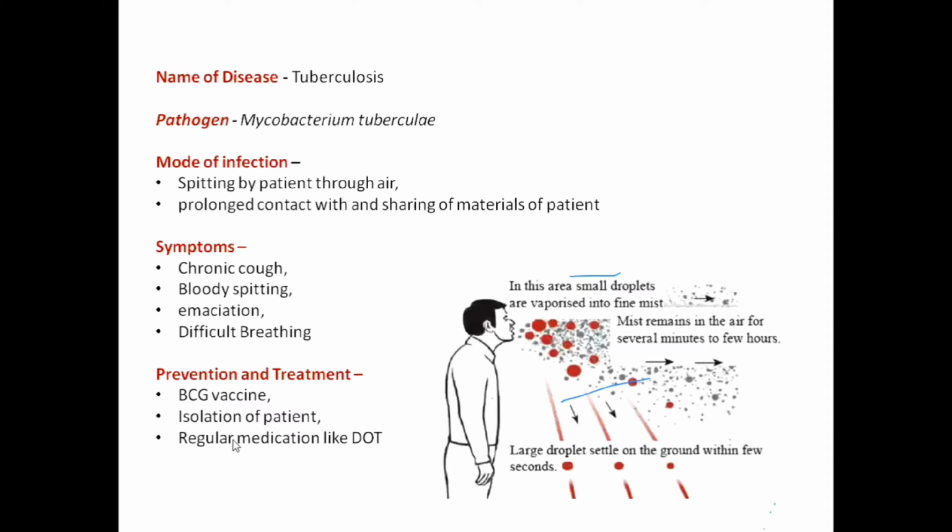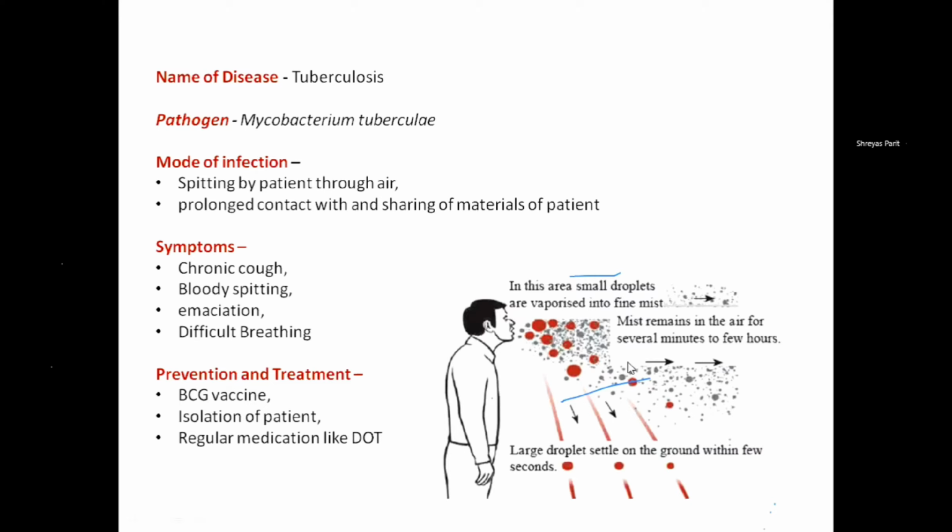And the treatment which is specially made for this type of disease is DOT. That is also the treatment, regular medication like DOT. Now the long form of DOT is Directly Observed Treatment. The patient having this disease is taken under direct observation, and it helps to cure the disease.